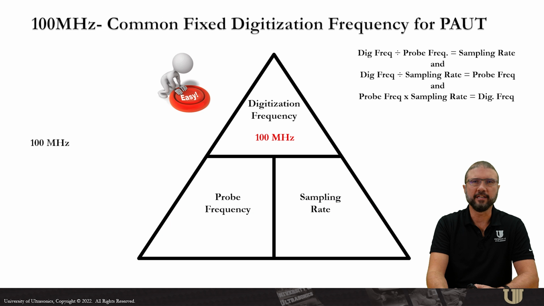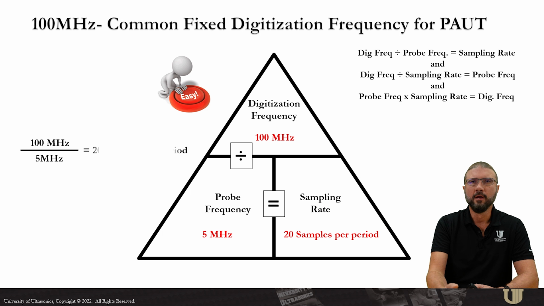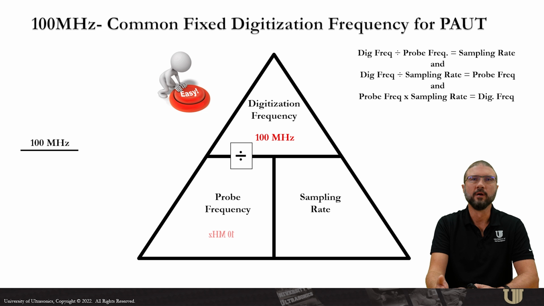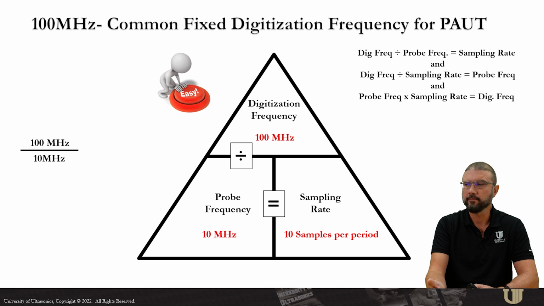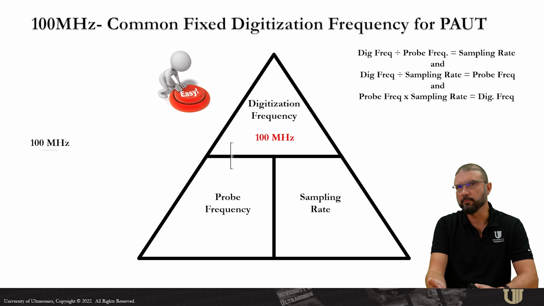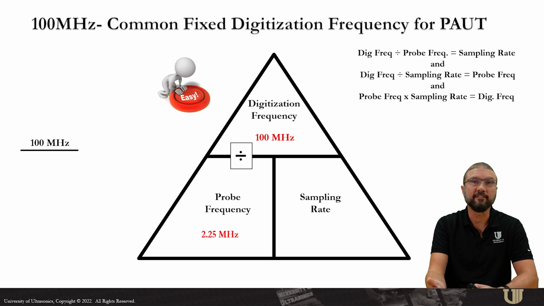Many of the phased array instruments on the market today use a fixed or a standard digitization frequency of 100 megahertz. That would be 20 times the frequency of a 5 meg probe, resulting in a sampling rate of 20 samples per period. Or 10 times the frequency of a 10 megahertz probe, resulting in a sampling rate of 10 samples per period. Or 44 samples per period with a 2.25 megahertz probe. So you get the idea, right?